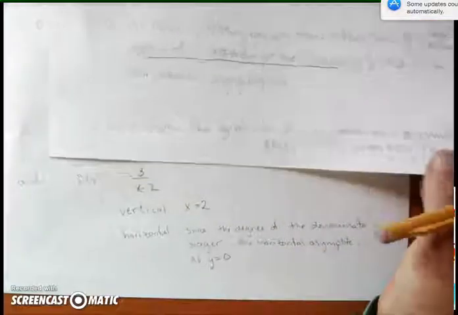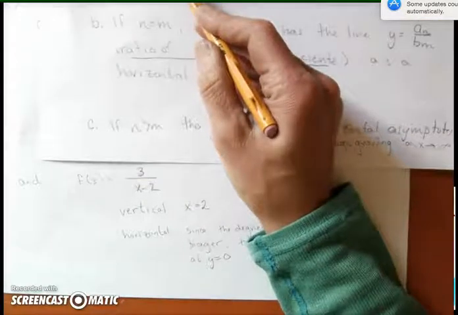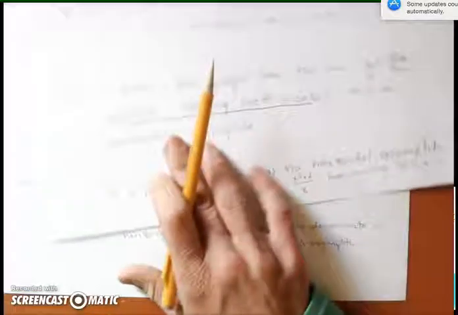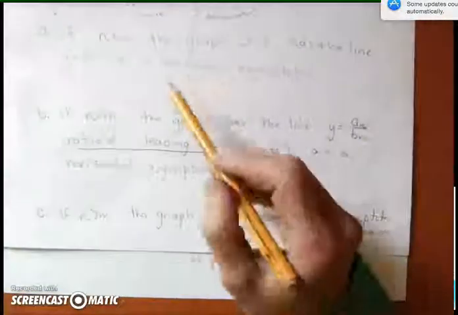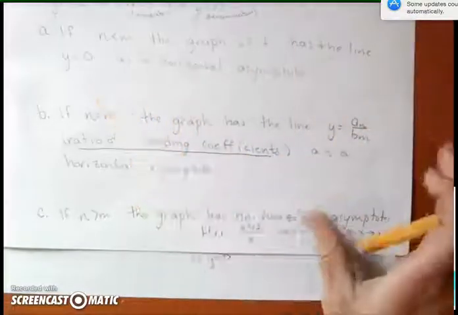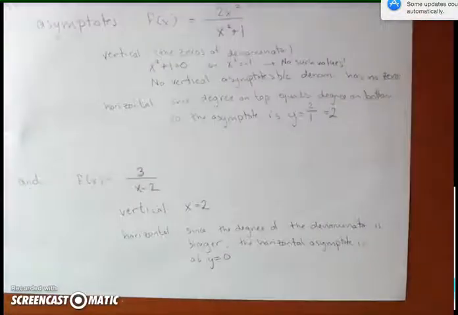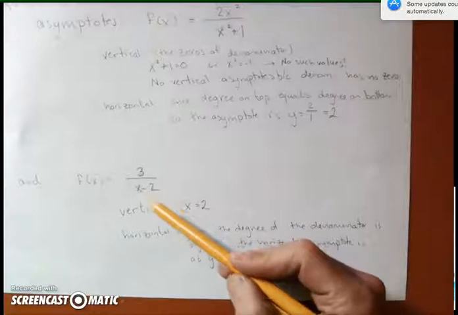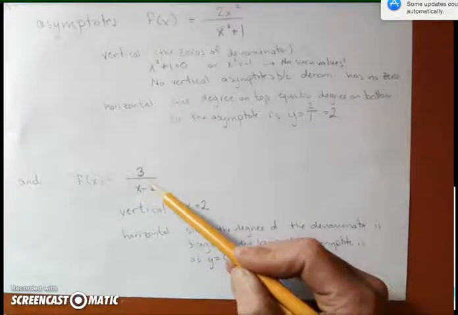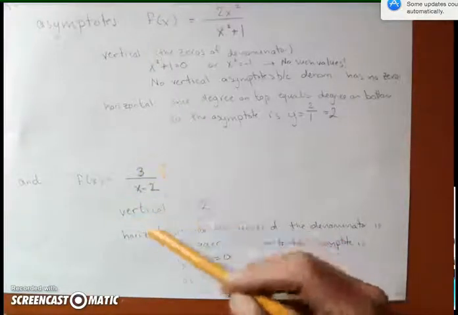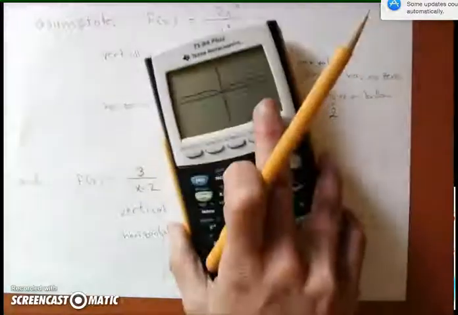And that's coming from this rule. If the degree on top is smaller than the degree on bottom, then the graph of f has y equals 0 as a horizontal asymptote. And you can see that as you plug in a large number for x, the denominator is getting really big, so the whole function is getting closer and closer to 0.